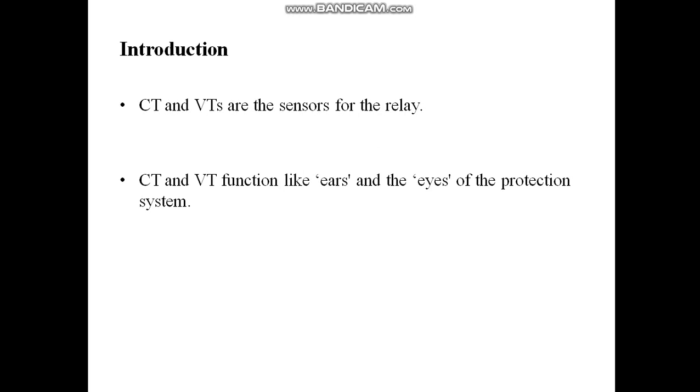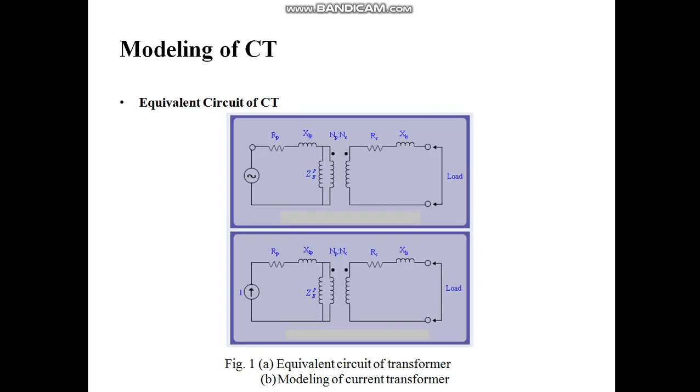Thus, we can say that CTs and VTs are the sensors for the relay. Moreover, CTs and VTs function like the ears and eyes of the protection system. They listen to and observe all happenings in the external world. The relay itself is the brain which processes these signals and issues decision commands implemented by circuit breaker, alarm, etc. So, we can say that the quality of the relaying decision depends upon the faithful reproduction on the secondary side of the transformer. Which transformer? Current transformer and voltage transformer.